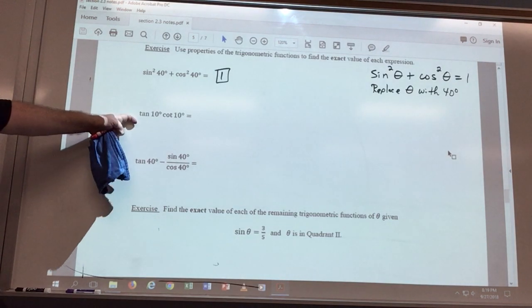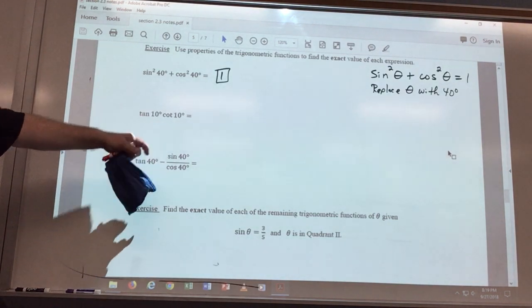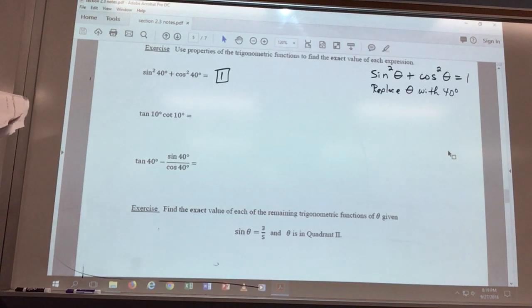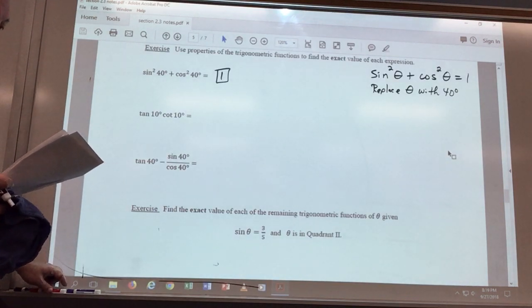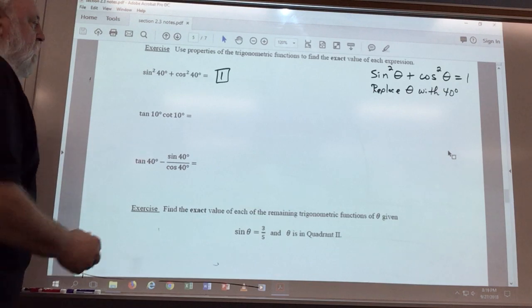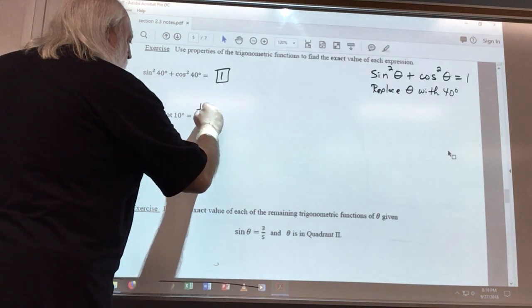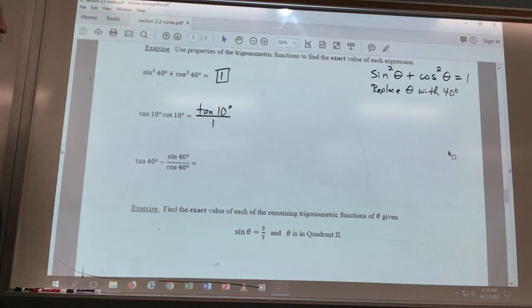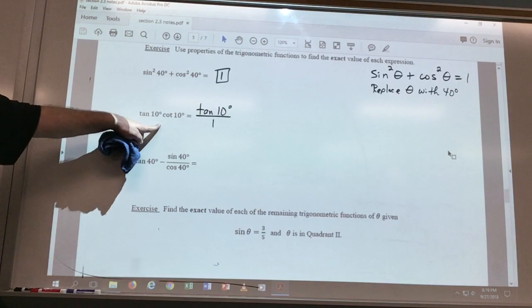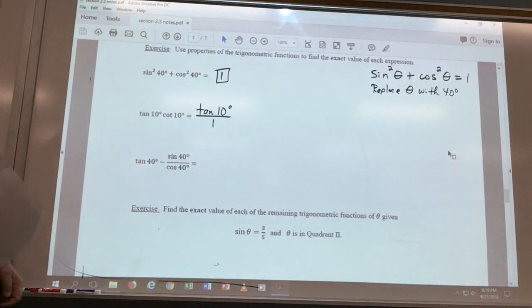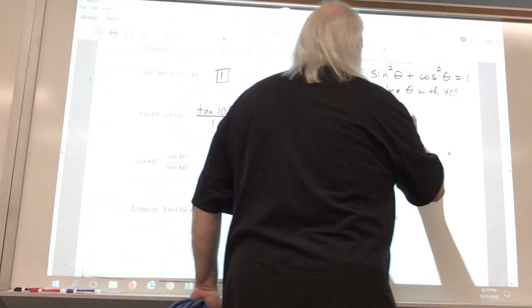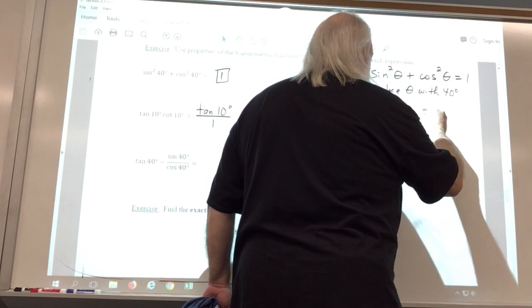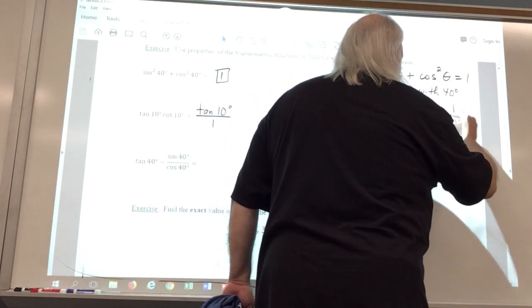Next we have, what's the tangent of 10 degrees times the cotangent of 10 degrees equal to? Well, tangent 10 degrees can be written as tangent 10 degrees divided by 1. And we know cotangent is the reciprocal of tangent, right? Cotangent theta from the previous page is equal to 1 over tangent theta.